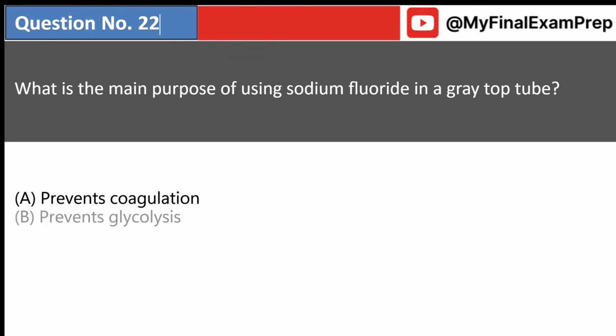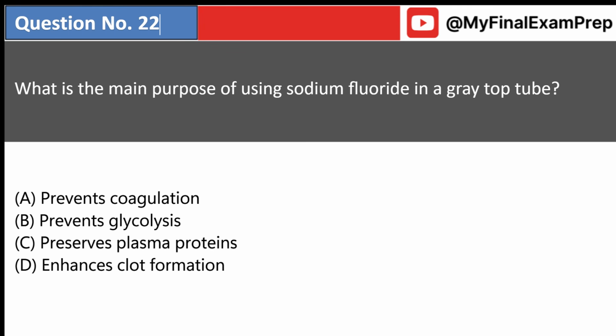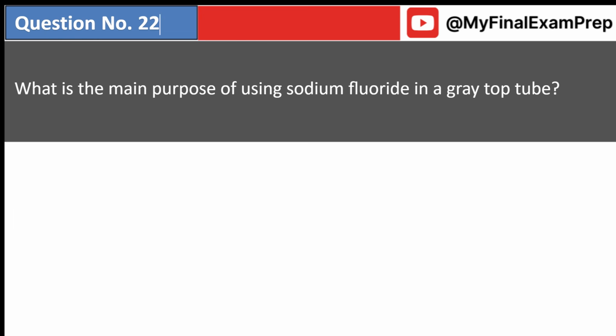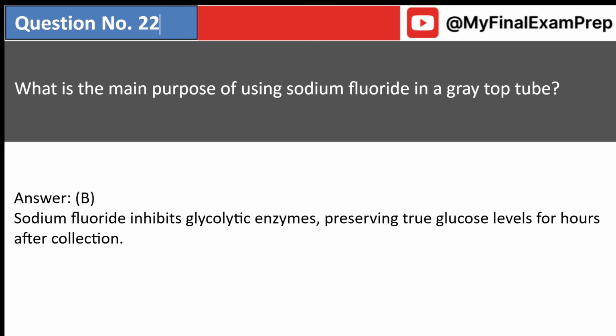What is the main purpose of using sodium fluoride in a gray top tube? A. Prevents coagulation. B. Prevents glycolysis. C. Preserves plasma proteins. D. Enhances clot formation. Answer B. Sodium fluoride inhibits glycolytic enzymes, preserving true glucose levels for hours after collection.